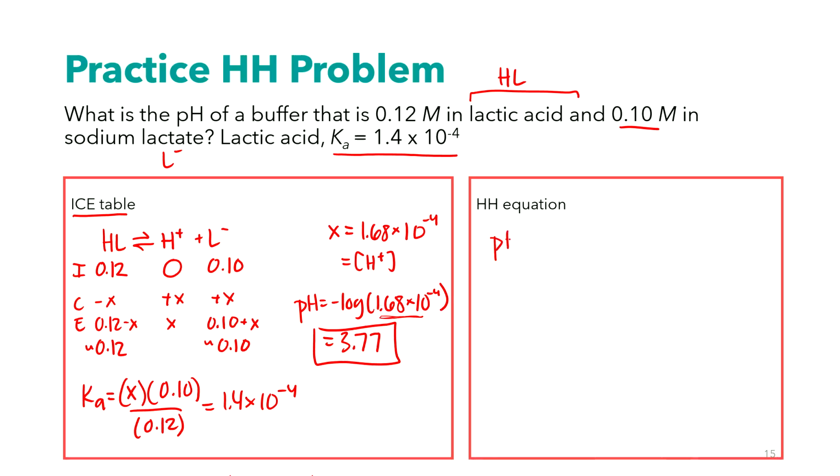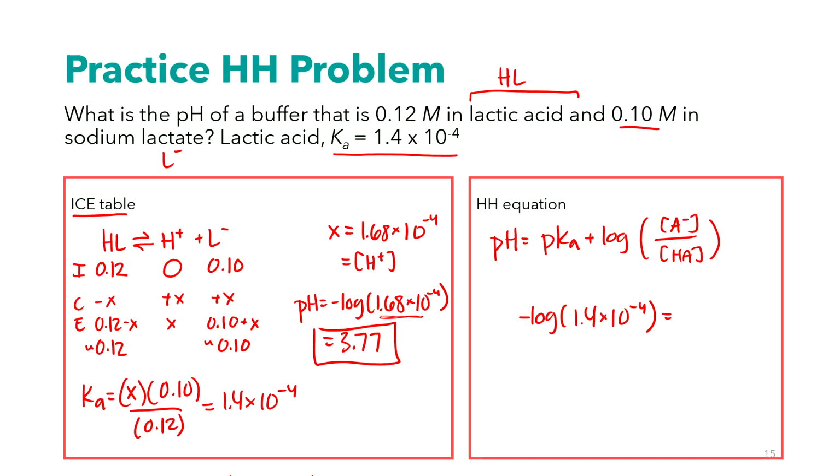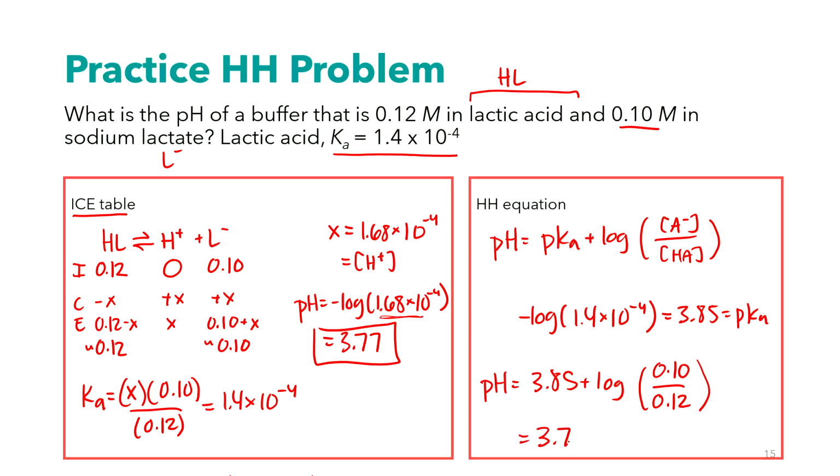And now we can say pH, let's do it this way. pH equals pKa plus the log of A minus over HA. All right, the pKa is just the negative log of Ka, so that's negative log of 1.4 times 10 to the negative fourth. That equals 3.85. So the pH equals 3.85 plus the log of 0.10, my L minus, divided by 0.12. That's 3.77.